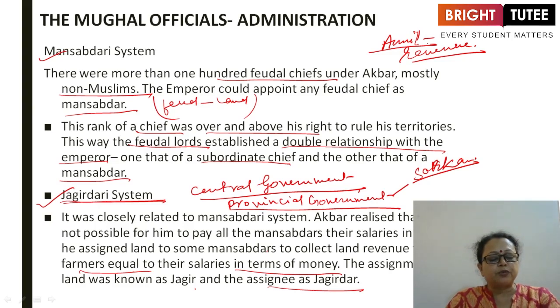This is also very important: the role played by the Qazi and the Muftis. There was a court of the Qazi in every important town. The Qazi was assisted by the Mufti.